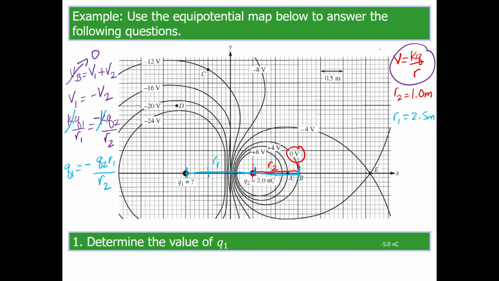I can then plug in numbers. So Q1 is going to be negative Q2, which is 2.0 nanocoulombs. In this case, I do not need to convert to coulombs because this is a ratio, so I'll just get an answer out in nanocoulombs. And then I have R1 on top. R1 is 2.5 meters. And R2 is on the bottom, which is 1.0 meters. So that gives me a value of negative 5.0 nanocoulombs.